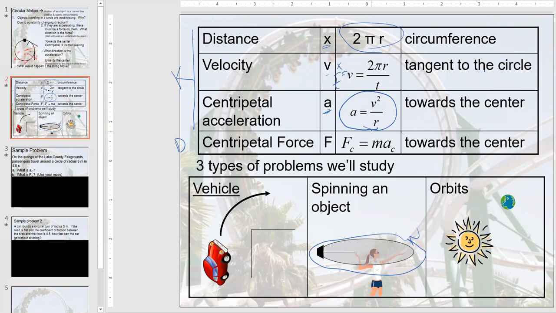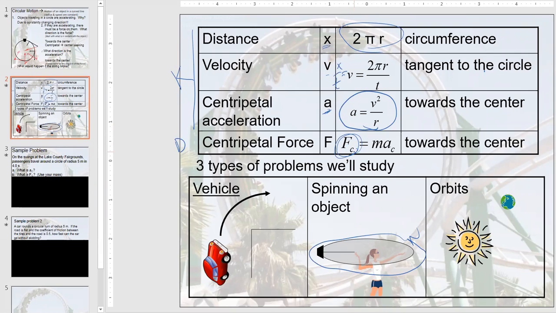And then back down in dynamics, it's still going to be F equals ma, but now this is going to be all of the forces pulling it towards the center of the circle. So if we're doing F equals ma, what we want to look at is what force is actually pulling it towards the center. That's going to change depending on which type of problem we're doing.